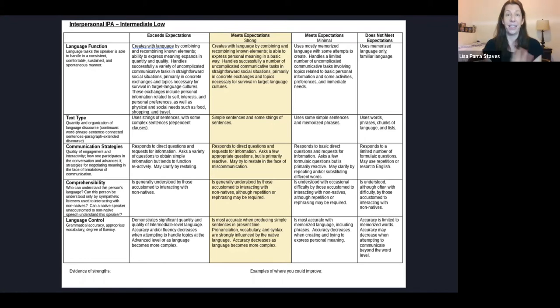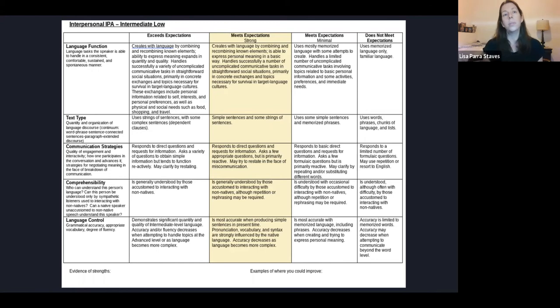Yeah, I'll say that again. On my rubrics, the meets expectations strong column is our goal. That indicates where the proficiency level is. So if you're using advanced low, meets expectations strong is going to be your goal column. And you can see that there is information in meets expectations minimal and does not meet expectations. There's also information in exceeds expectations in the next proficiency level up.